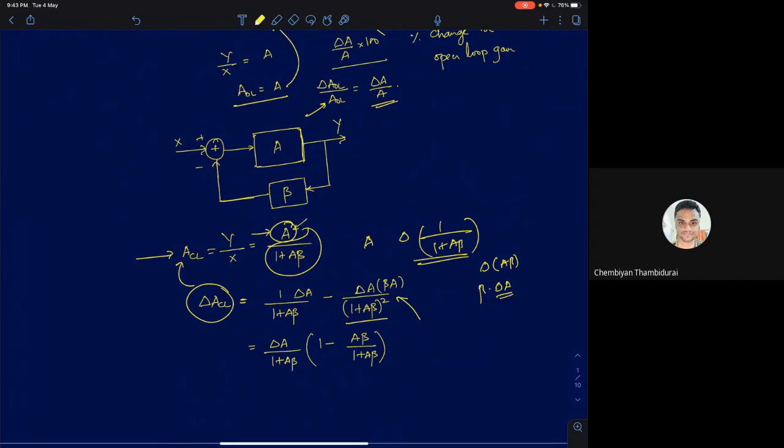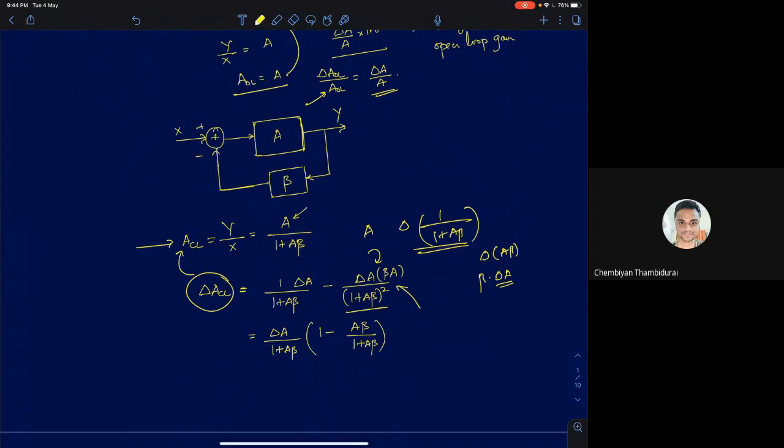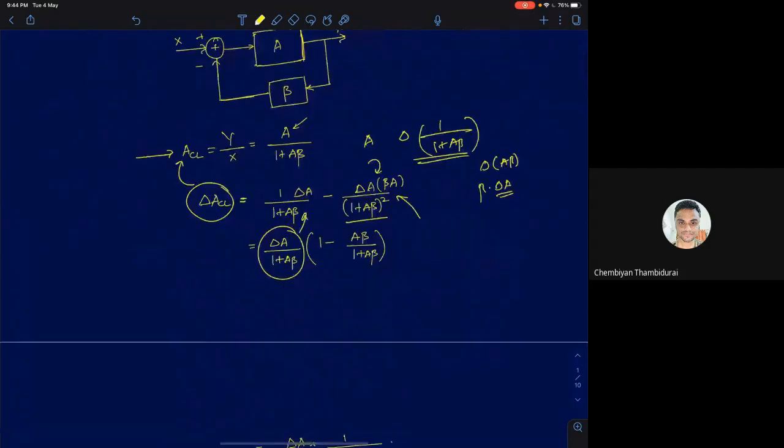You get an expression A beta by (1 plus A beta) whole square into delta A, and the first term will be delta A upon (1 plus A beta). So this directly follows from differentiation by parts. So I'll take delta A by (1 plus A beta) common out. I'll be left with 1 minus A beta by (1 plus A beta). This term will reduce to 1 by (1 plus A beta).